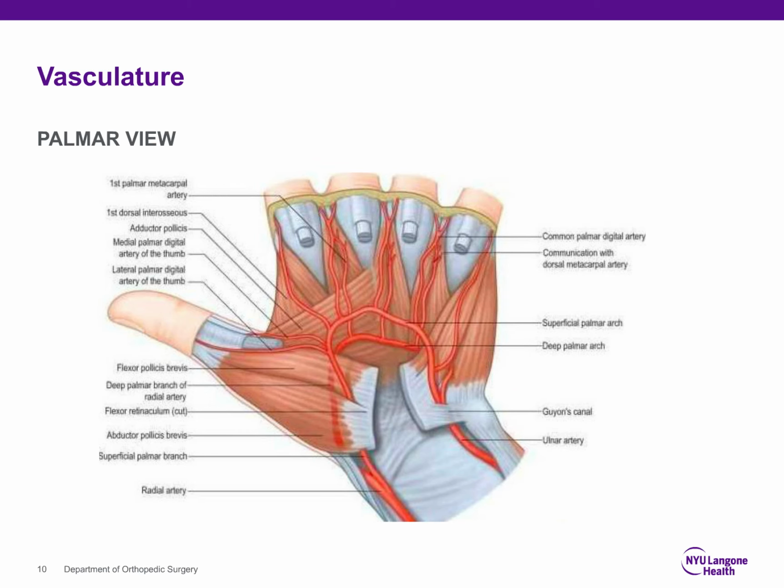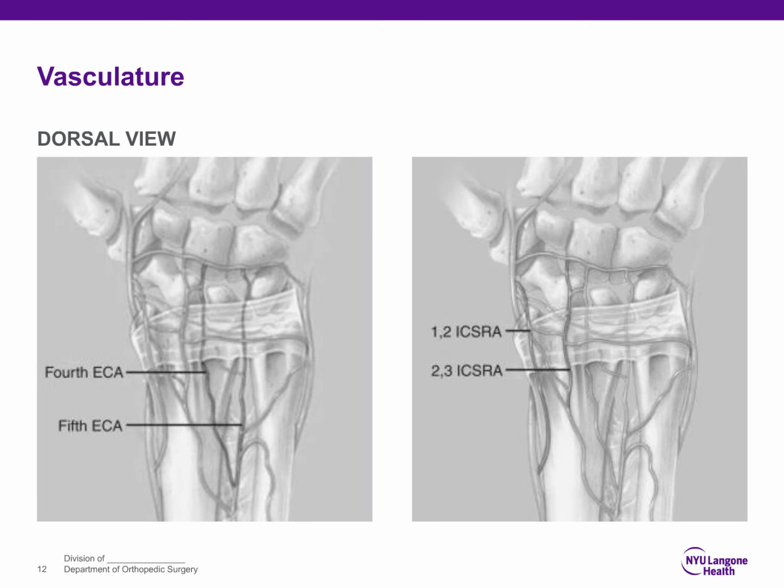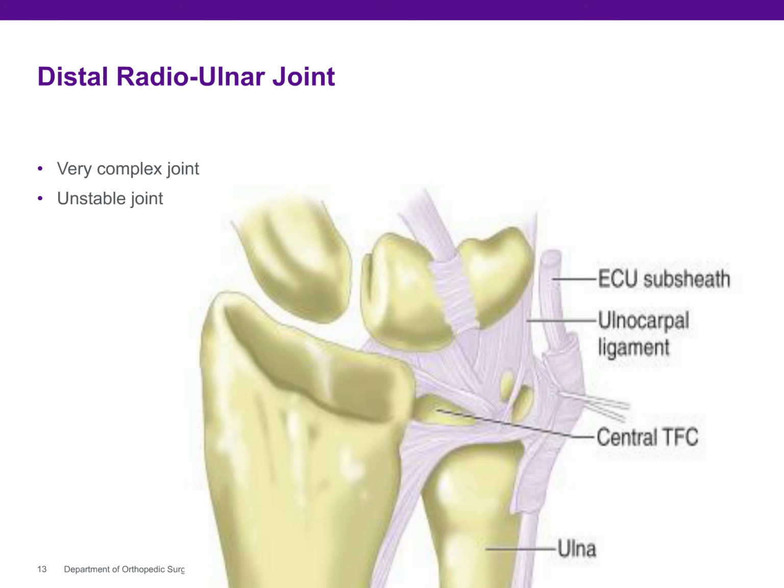The vasculature: you have the radial and the ulnar artery, the predominant sources. The radial artery provides flow into the deep palmar arch, and the ulnar into the superficial palmar arch. In most wrists there's good collateralization between all those, and there's complete flow through the radial into the ulnar through the deep and superficial palmar arch. Dorsally, you have arteries that are relevant for various treatment options for scaphoid non-unions, Kienbock's, and so forth: the 1, 2 ICSRA, and the 4th and 5th ECA.